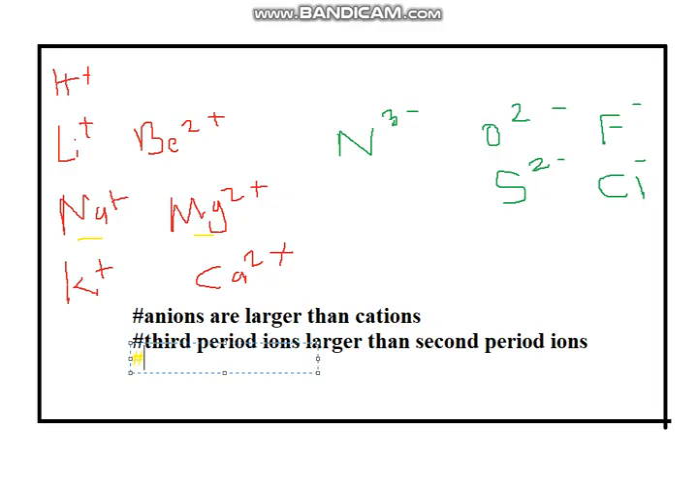The third fact you have to consider is isoelectronic species. When you get isoelectronic species, you can compare separately for cations and anions, but always we have to remember anions are larger than the cations. So these are the set of ions we will get to compare in our syllabus.